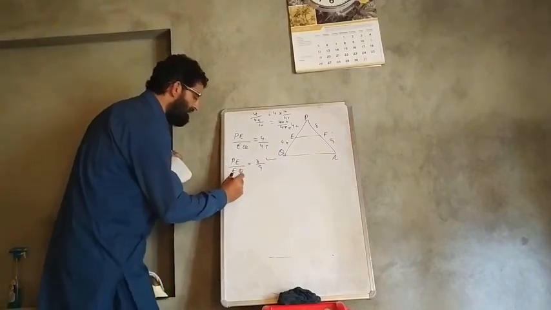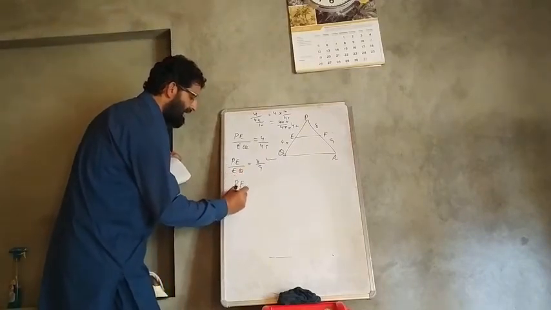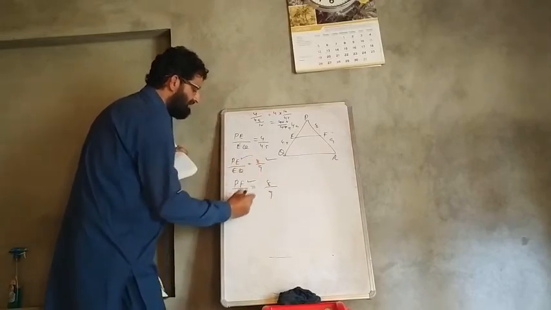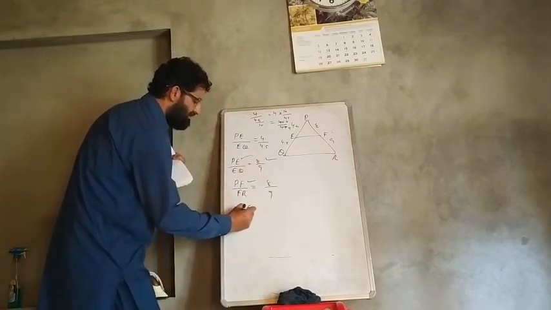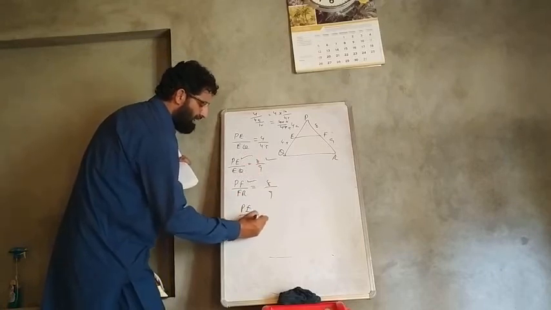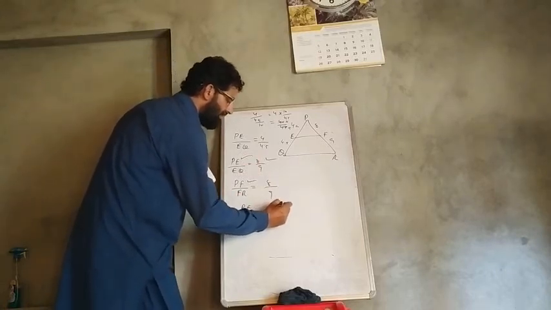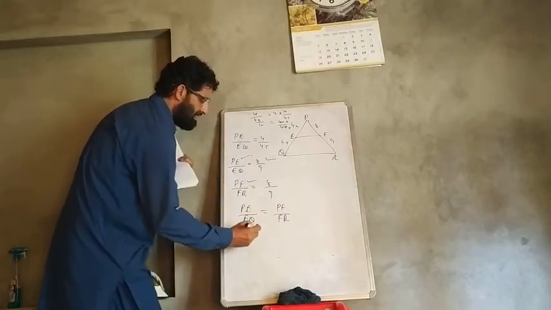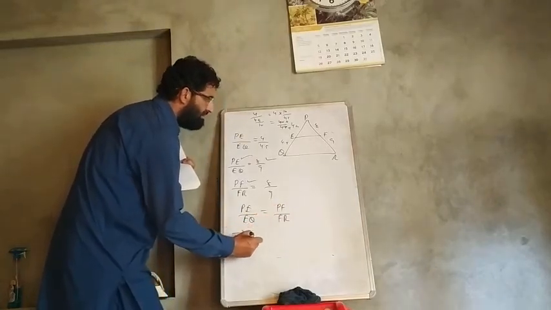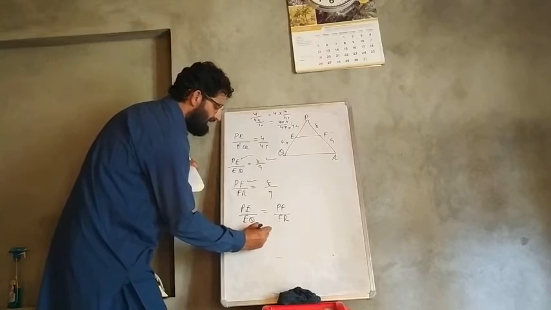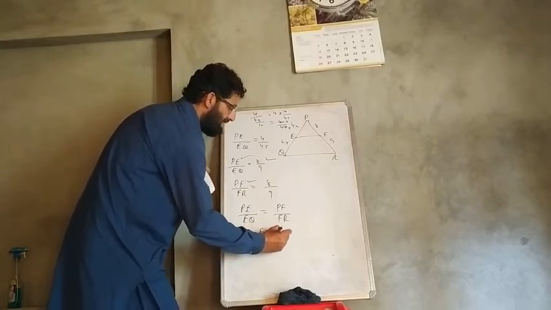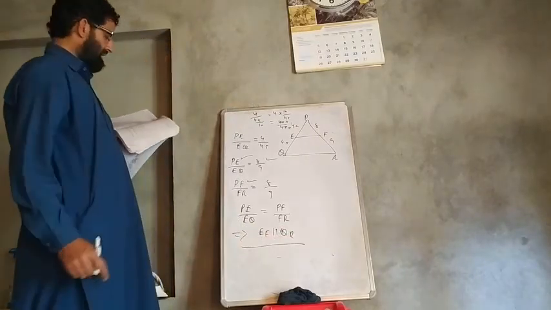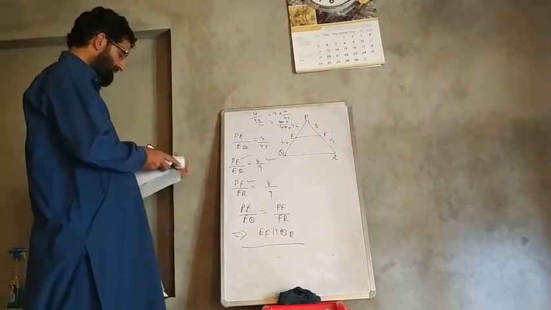Now what is PF divided by FR? This is again 8 by 9. Now see, ratio is equal. Therefore PE divided by EQ is equivalent to PF divided by FR. So when ratio is equal, lines are obviously parallel, which implies that EF is parallel to QR. So second part is EF is parallel to QR.